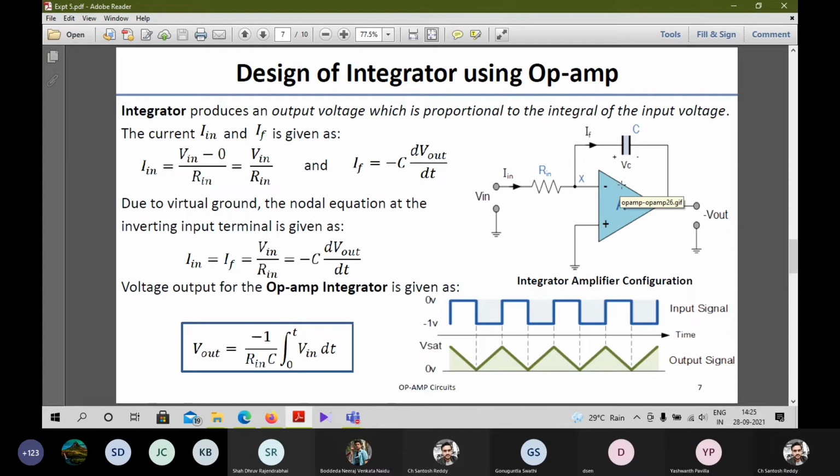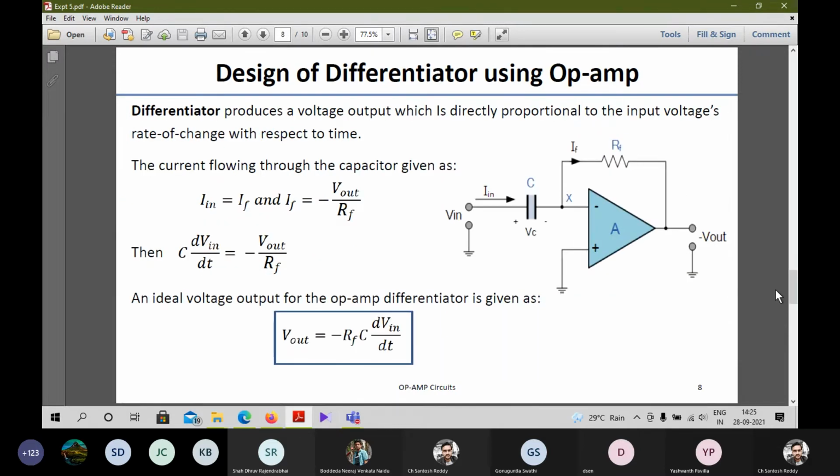If you connect a sine wave, then the integration of sine is minus cosine, so the output will be minus cosine. But because we are connecting Vin to the inverting terminal, it will become a cosine wave.